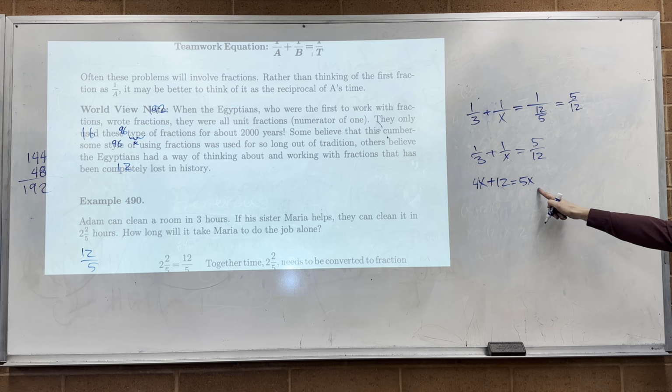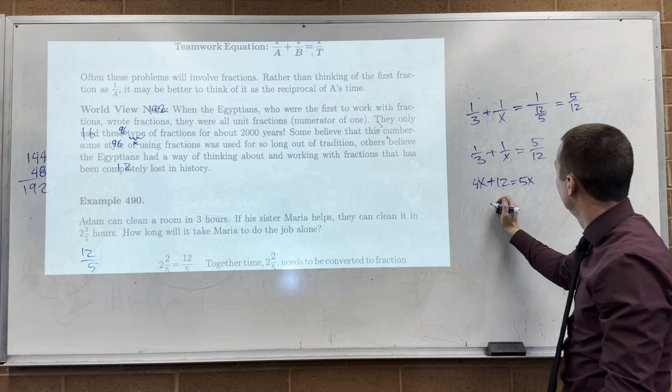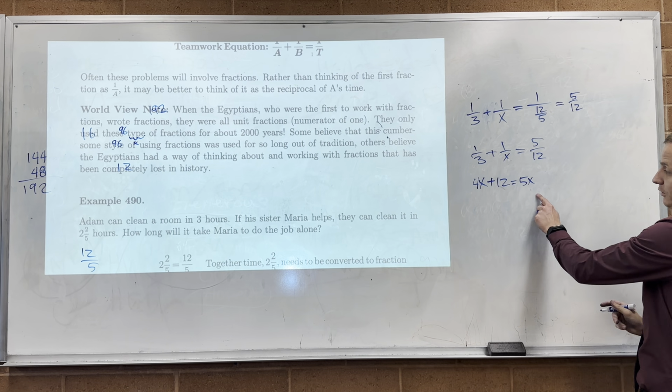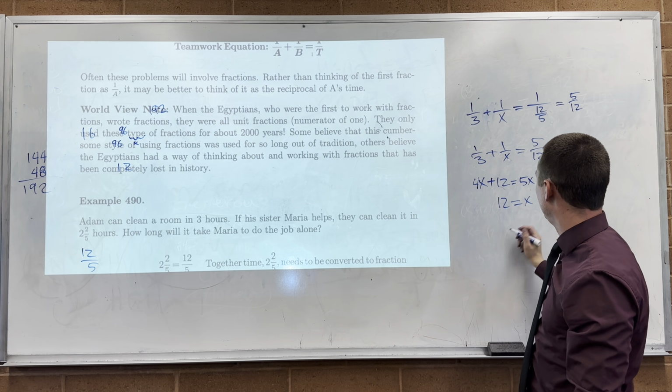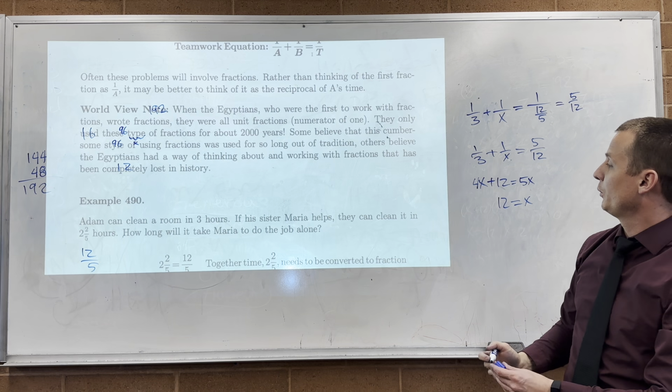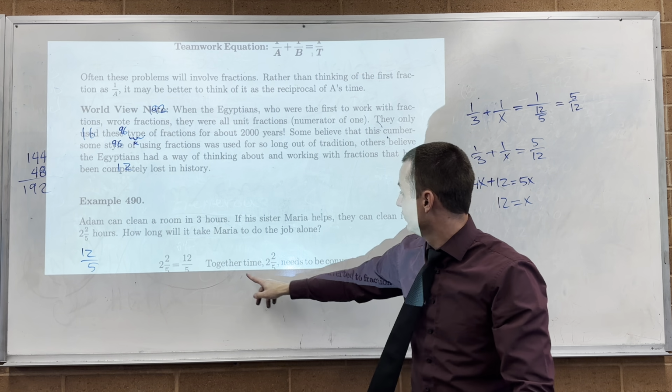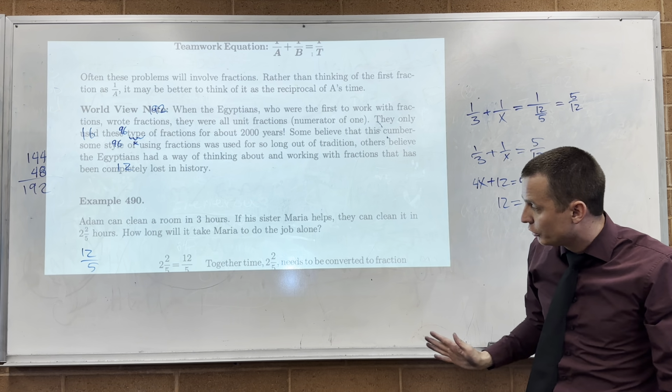Now, we simply solve for x here. So, move the x over here. We're going to subtract 4x from both sides, and 12 is equal to x. So Maria would take 12 hours to do the job alone.